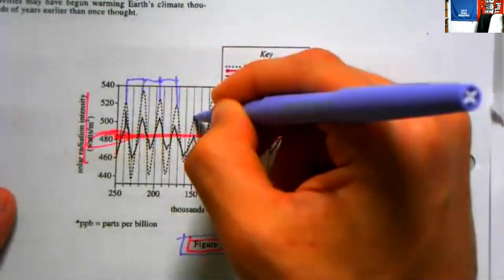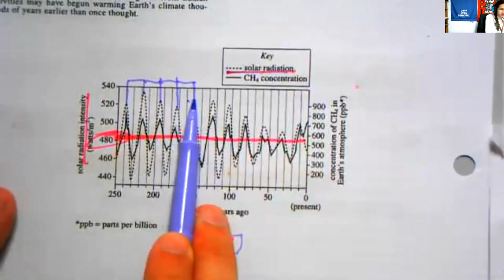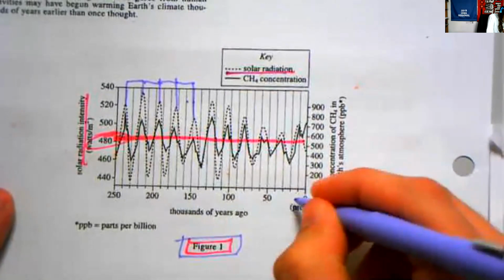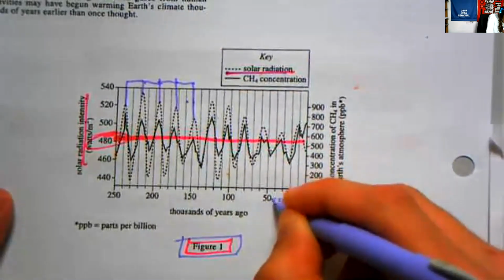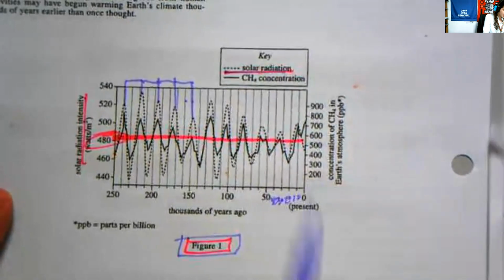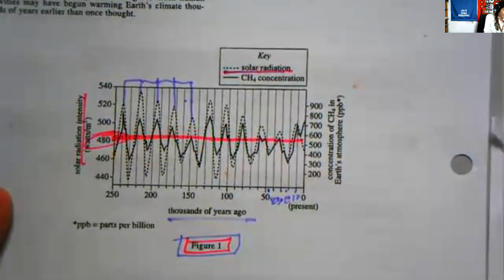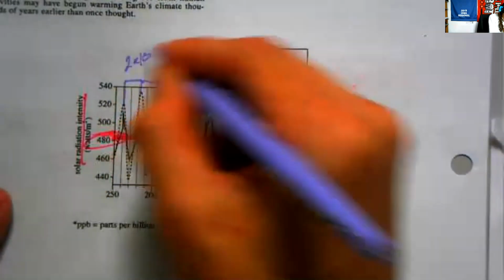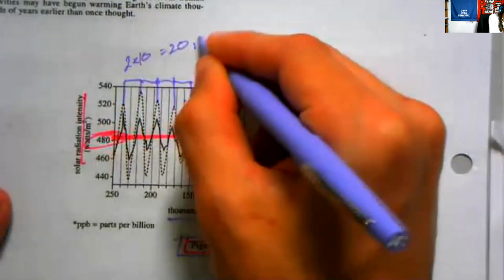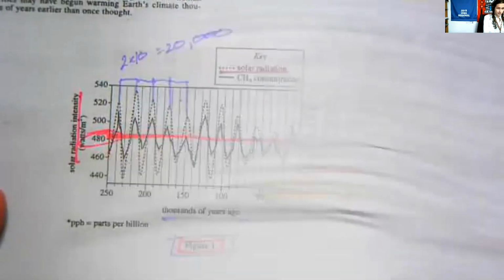And they say each one of them is, I don't know, about 2 tick marks apart. How much is a tick mark? A tick mark looks to be about 10,000 years. 10, 20, 30, 40, 50 thousands of years ago. So it looks to be about 2 times 10 is 20,000-ish. What does the graph say?